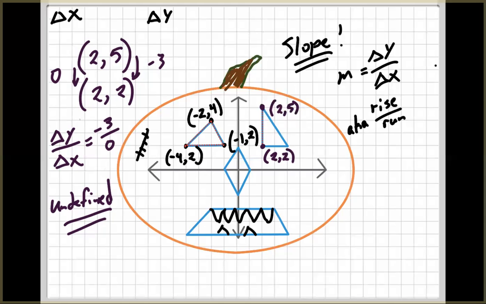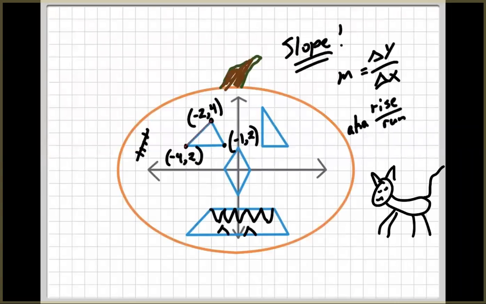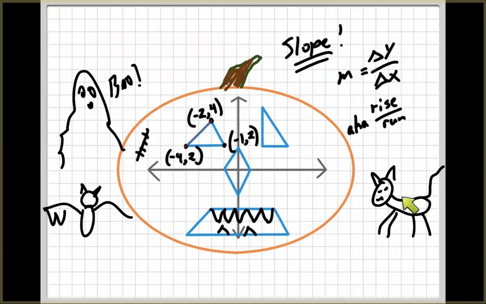Okay, so let's take a look at what else we need to know. Here's our rubric. Again, label the eyes, nose, and mouth, please. Make sure you calculate all 6 slopes. Make sure you have a good description of all of your shapes. And make sure you're creative. I don't know how creative I was. Let's add some more stuff. There's a cat, there's a ghost, there's a bat.